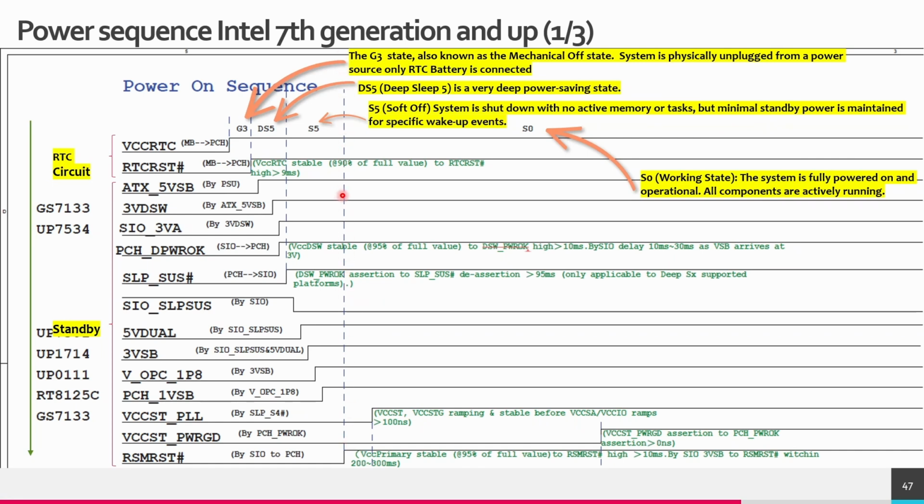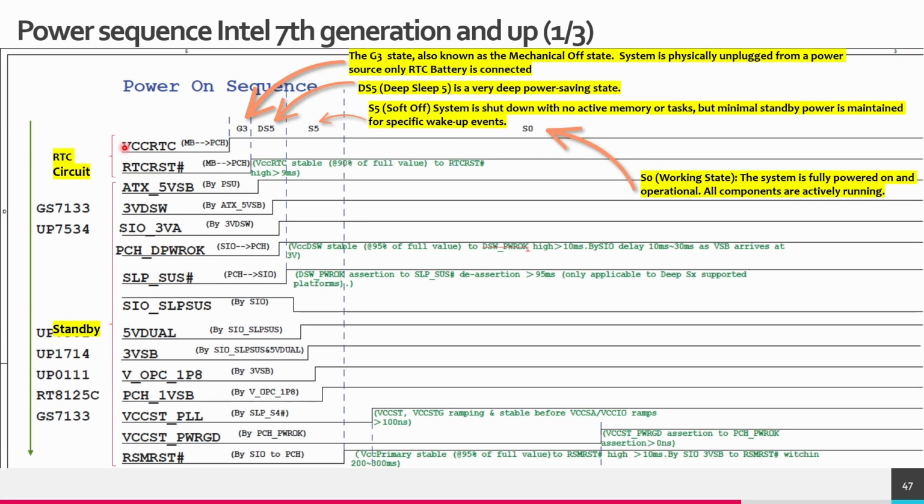In the S5 state, the system is shut down with no active memory or task, but with standby power maintained for specific wake-up events. One of those events is the power button, so when you press the power button, you want the motherboard to go into the power on state. And this is the power on state, the working state, so the system is fully powered on and operational, all components are actively running. In this state, you know which voltages have to be present and what the signals should be. I will give an in-depth analysis for each sequence.